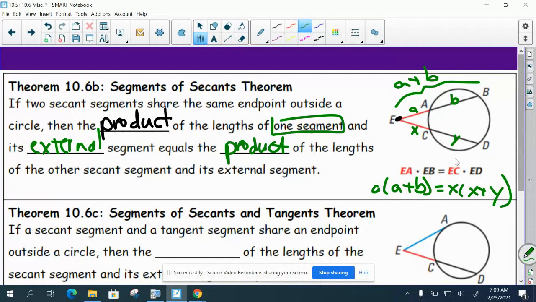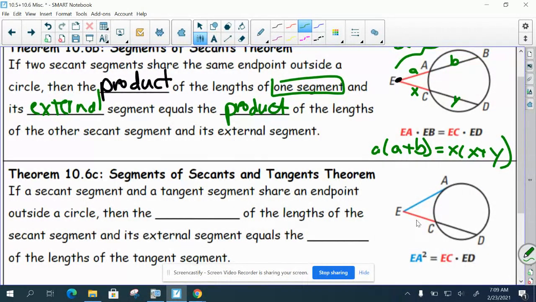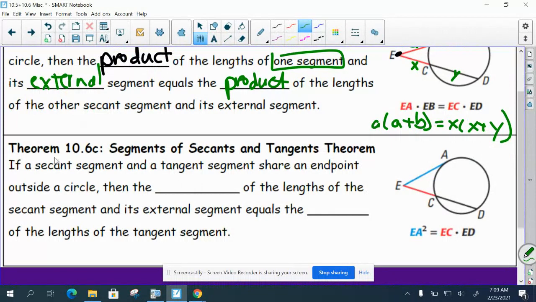All right, the next theorem is really similar to that, but you've got a secant segment and then a tangent segment. So this says if a secant segment and a tangent segment share an endpoint outside of the circle, so that part is important. You got to have that part. You learned that on your last quiz. Then the product, again, of the lengths of the secant segment and its external segment, so the outside times the whole thing, equals the square of the length of the tangent segment.